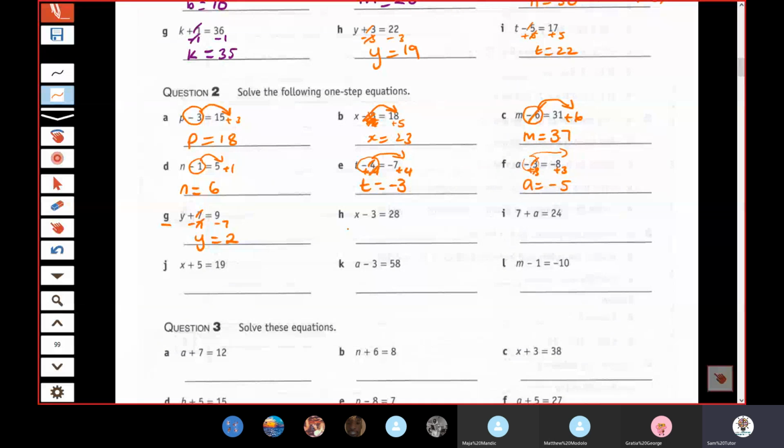All right, next one. Samity, next one. You had minus 3 on both sides, so x would equal 25. Ooh, you don't. Minus 3. I mean plus 3, sorry. Opposite. It's okay. So x would equal 31.